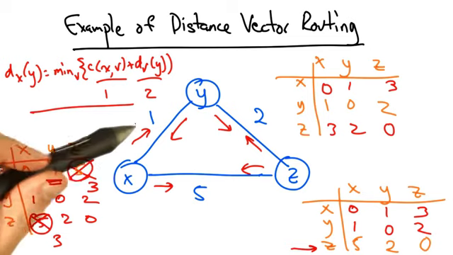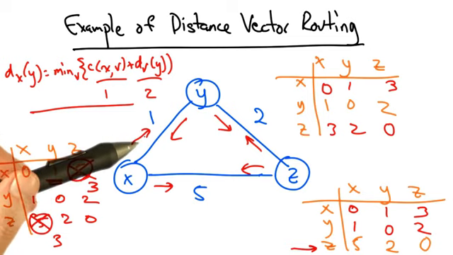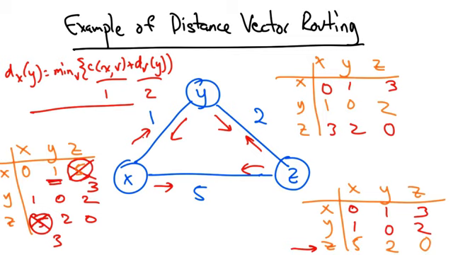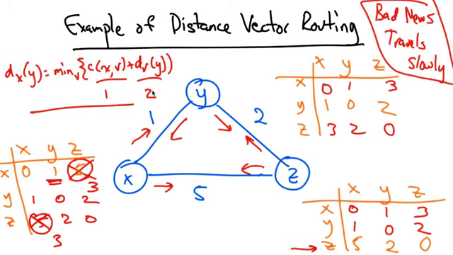Now, when costs decrease, the network converges quickly. But one problem is that when failures occur, bad news can actually travel slowly.